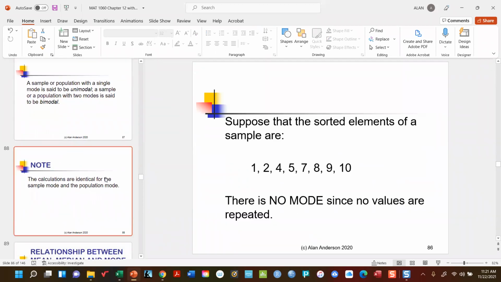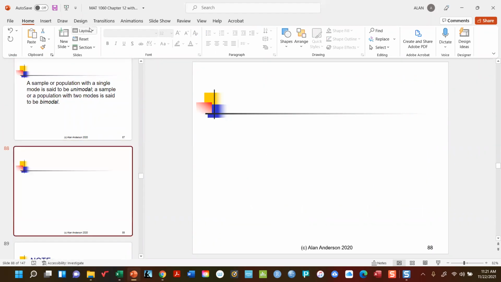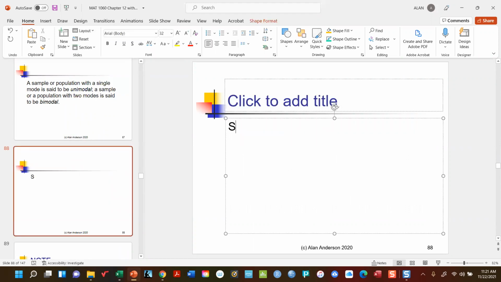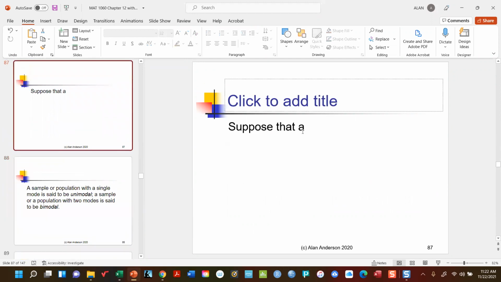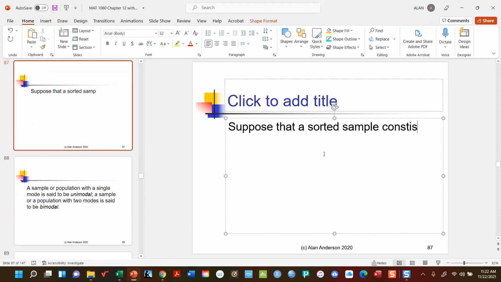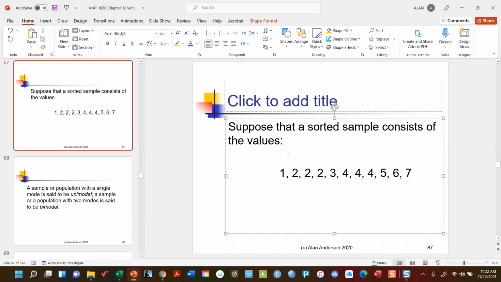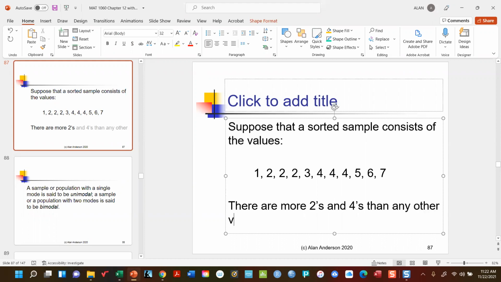And then here's another case that I wanted you to see. Suppose that a sorted sample consists of the values 1, 2, 2, 2, 3, 4, 4, 4, 5, 6, 7. Well, I just wanted to make it interesting here. What numbers are repeated? Well, look at this. There are more 2s and 4s than any other value. The mode is therefore both 2 and 4. Wow, it can be 2. There can be 2 different modes.